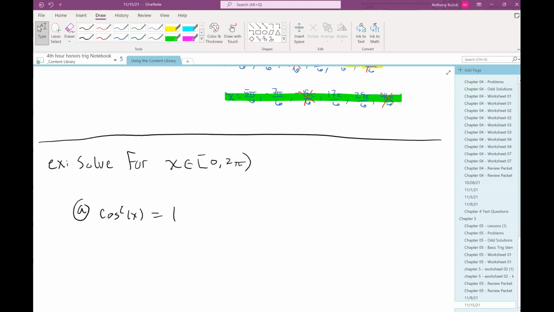Okay. All right, so here we have cosine squared x is equal to 1. What should I do first? Can I just do the cosine inverse to both sides? No, why not? Because it's squared. Great. So what do we have to get rid of before I can do the cosine inverse? We have to square root it. Okay. So when we square root both sides of an equation, what do we have to be careful about? The plus or minus. Good.